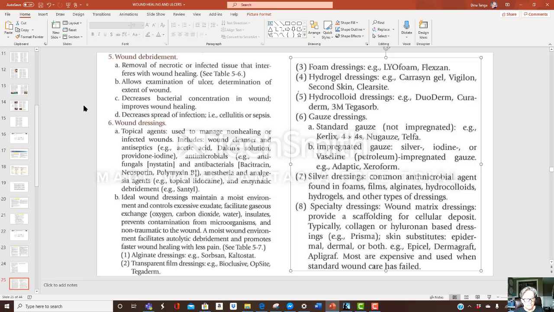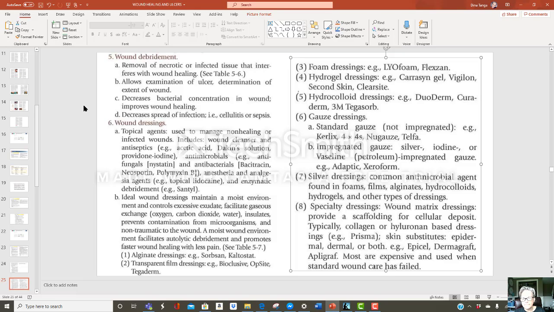Alginate dressings, transparent film dressings, Tegaderm, BioClusive, OpSite, foam dressings, hydrogel dressings, hydrocolloid dressings, gauze dressings, standard gauze not impregnated like Kerlix or 4x4s or Telfa, impregnated gauze such as silver, iodine, or Vaseline impregnated gauze like Xeroform, silver dressings, common antimicrobial agent found in foams, films, alginates, hydrocolloids, hydrogels, and other types of dressings.